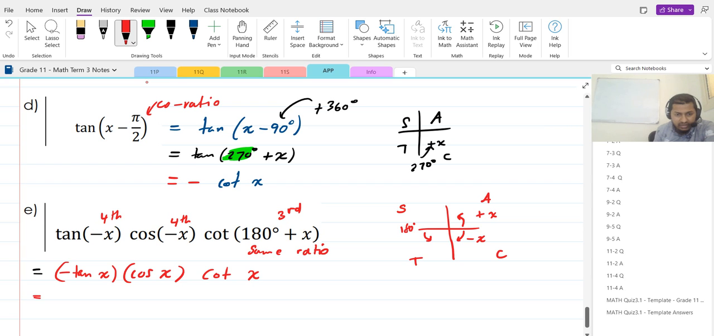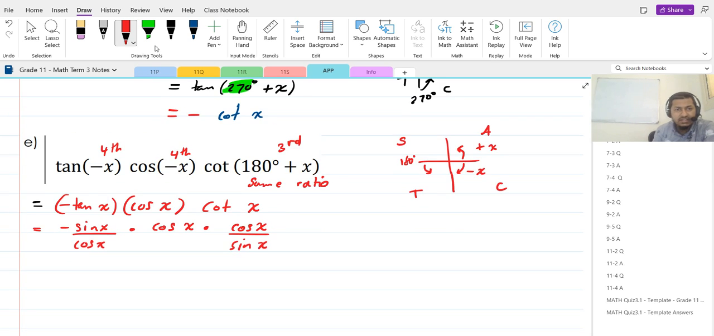Now remember, tan is sine over cos, so negative sine x over cos x. Let me represent multiplication by using dots. Cos x dot cot x is cos x over sine x. Now what I can see is some cancellation happening. Cos x cancels out, and also we have sine x and sine x cancelling out. So all we are left with is negative cos x as my final answer.